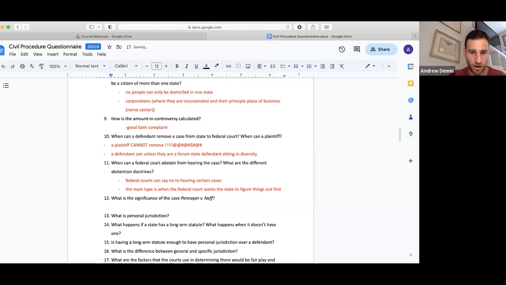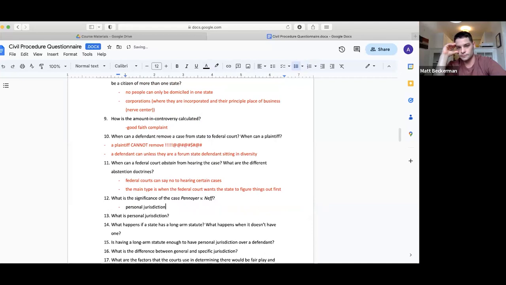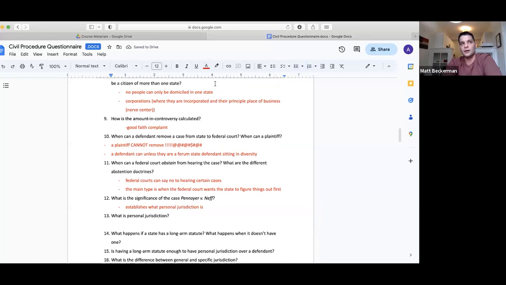All right. What is the significance of Pennoyer v. Neff? It was the first case I read in law school. I assume it's the same for everyone in Civ Pro. What it really established is what personal jurisdiction is and how you get it, because you didn't really have any of these issues until the 14th Amendment was passed, and I don't have to talk about that because that will take too long. But the main things are consent, tagging, and there's a better word for tagging, but that's what I remember, and then domicile.